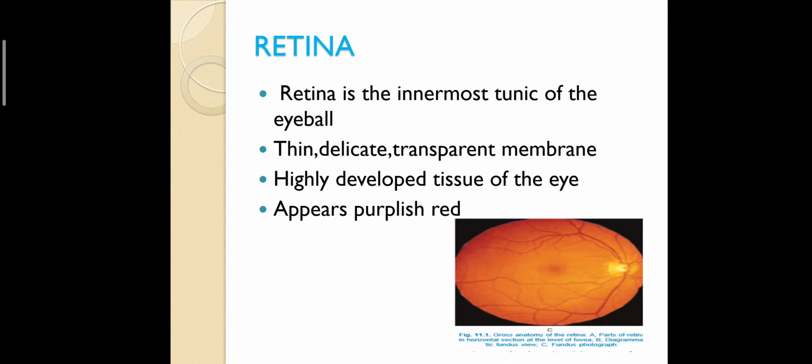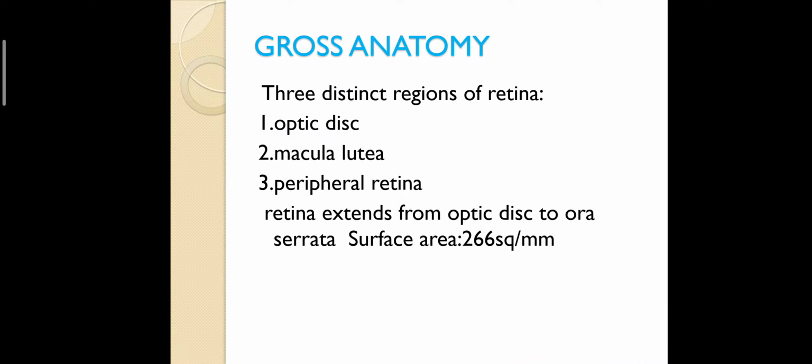So why is it considered a highly developed tissue? Because it is a neurosensory part of the eye which is responsible for complex mechanisms happening within a very small part. On ophthalmoscopy examination, you can see an orangish color, like a purplish red, that is the orange color of the retina. Anatomically, coming to the gross anatomy, it is divided into the optic disc, macula, and the peripheral retina.